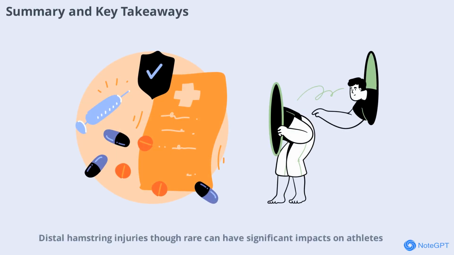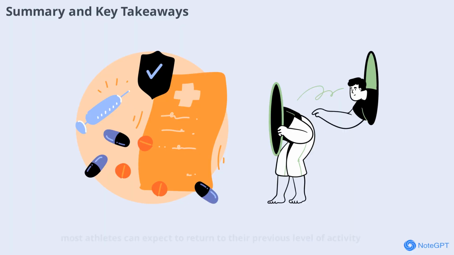Still, hamstring injuries, though rare, can have significant impacts on athletes. Early recognition, accurate diagnosis, and appropriate treatment, whether conservative or surgical, are essential for optimal recovery. Understanding the unique anatomy and mechanisms of these injuries helps guide management and prevent misdiagnosis. With proper care, most athletes can expect to return to their previous level of activity. Stay informed and proactive to ensure the best outcomes for yourself or your athletes.